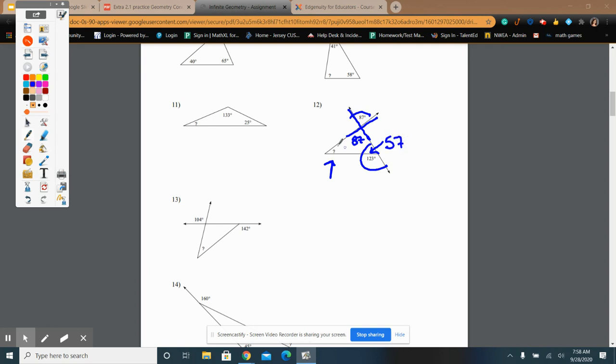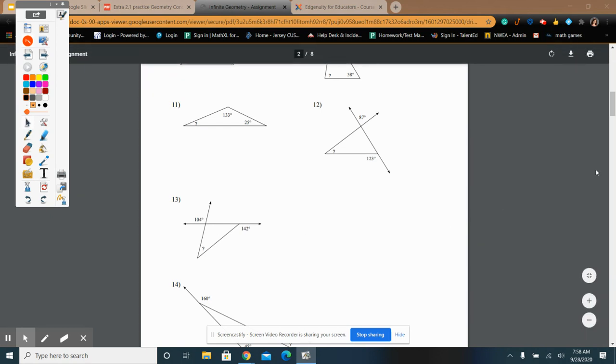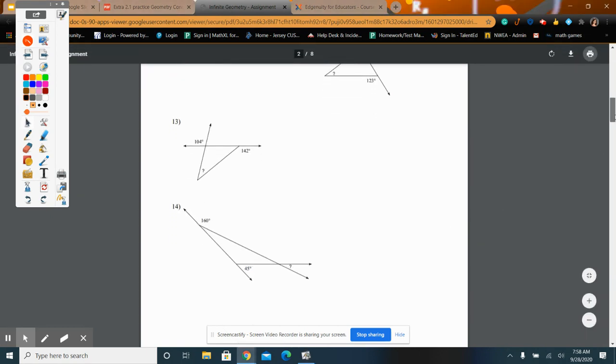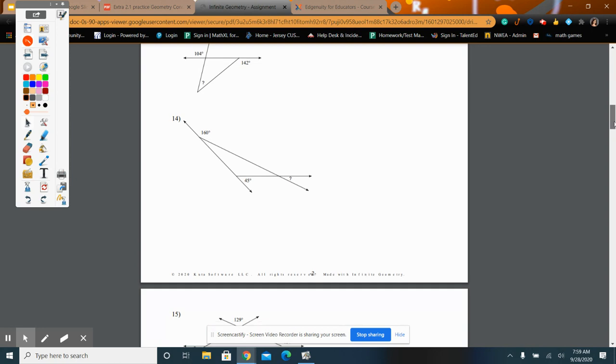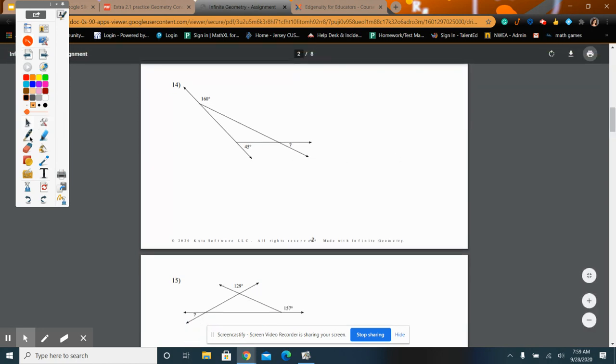Now that you know those two angles, you have the full triangle. Triangles add to 180. So you take 180 minus 87 minus 57, and we'll get 36 degrees. So it's kind of like a puzzle. Even though they asked us to find this angle, we have to find other missing angles first. Okay, 13 is very similar to that. See if you can find out what that question mark angle is using the other hints that they have in the angles beside it.